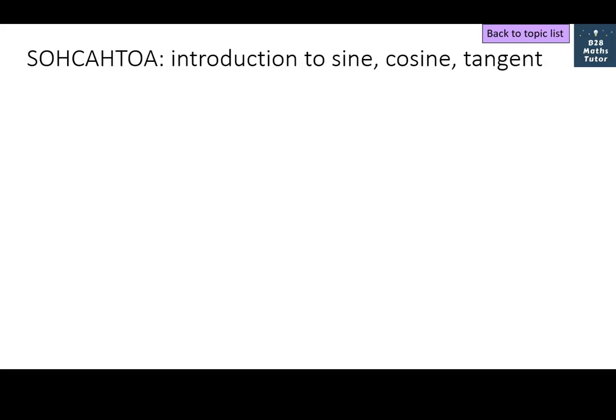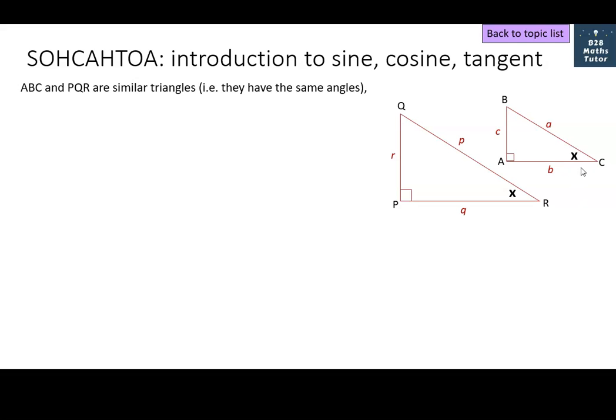Now let's have a look at using SOHCAHTOA, or sine, cosine and tangent, to solve problems with right-angled triangles. We've got two similar triangles here. So ABC is similar to PQR. Similar, of course, means that they have the same angles. So they've both got a right angle. They've both got this angle X at the bottom, and they've both got an angle at the top that's also the same.